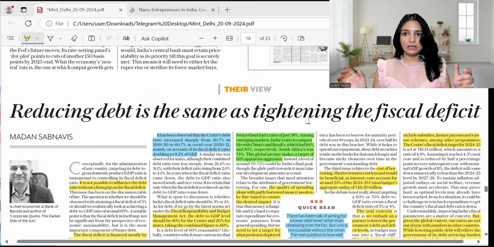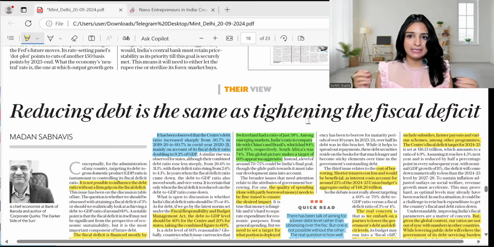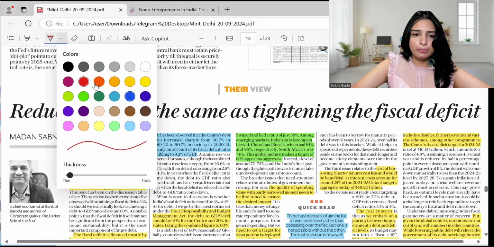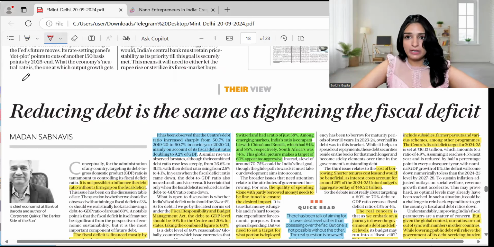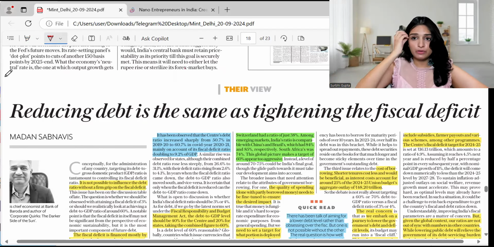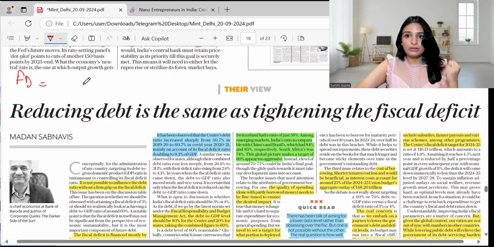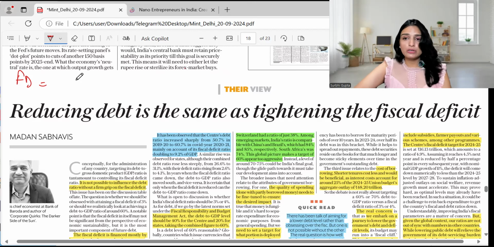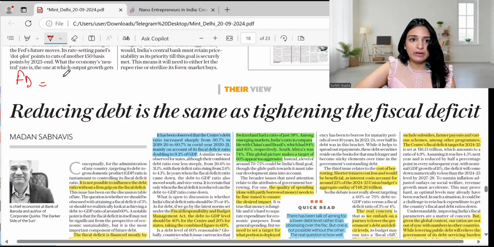Fine. So this is the title of today's topic, which is reducing debt is same as tightening fiscal deficit. Before starting, if you have not read economics at all and don't know what fiscal deficit is: government earns something, we call it receipt, and government spends something, we call it expenditure. Government has two types of expenditure, revenue expenditure plus capital expenditure. This is total expenditure.